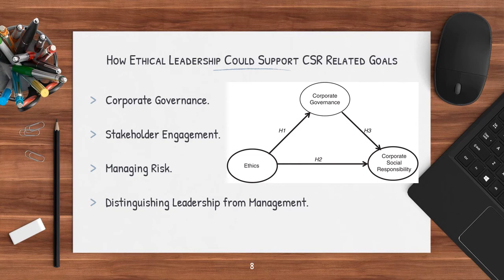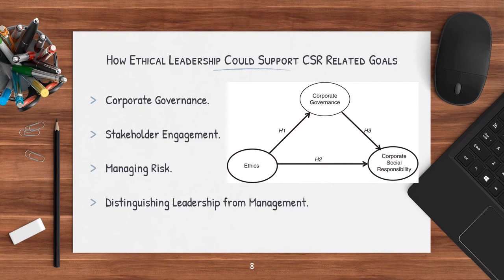Distinguishing leadership from management. An important component of corporate social responsibility beyond stakeholder engagement is cultivating leaders within the organization. While all managers can be leaders, not all managers are leaders. Leadership involves a commitment beyond managing and leading tasks. Leaders are accountable, respectful, consistent in their approach, and open to communication.